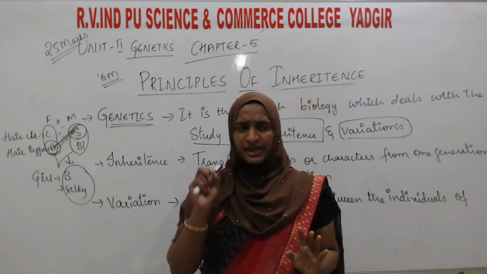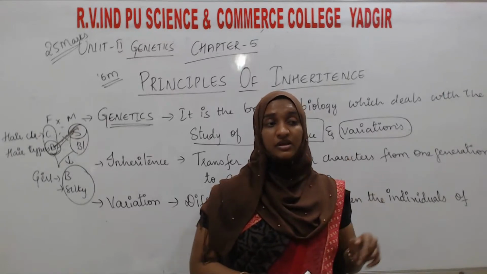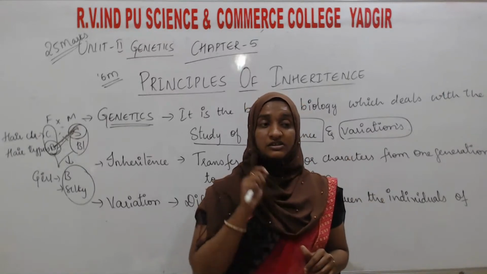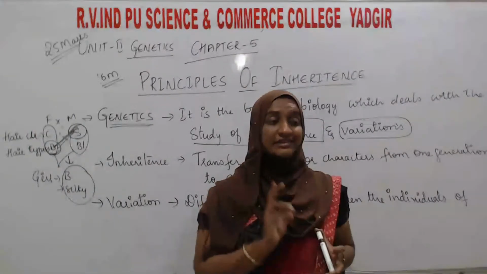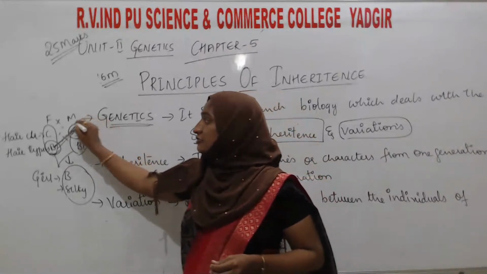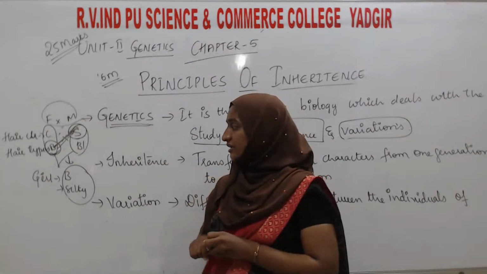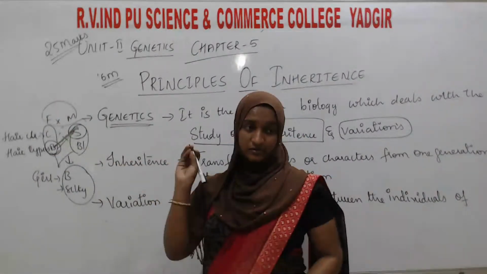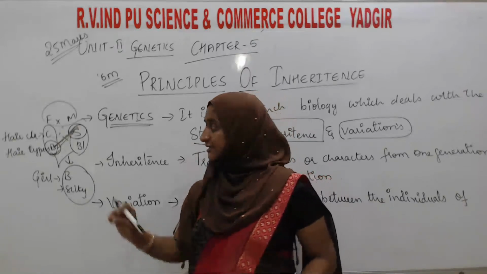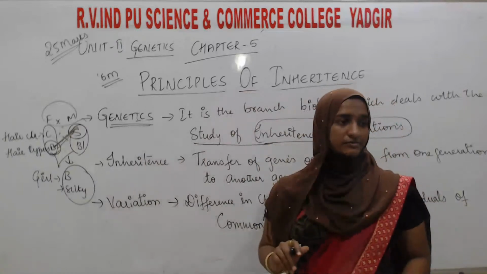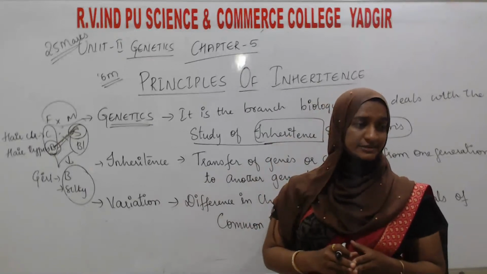But here, the inheritance and variation is concerned with sexual reproduction, not with asexual reproduction. Because in asexual reproduction, a single parent is involved. In sexual reproduction, as you can see, two parents are involved. So that's why, if an organism undergoes sexual reproduction, then you can see the inheritance and variation. Inheritance, just like that; variation means it is somewhat differences you can see.